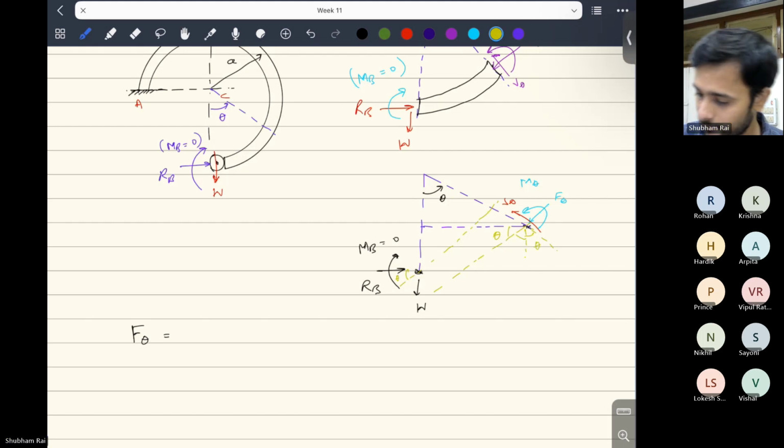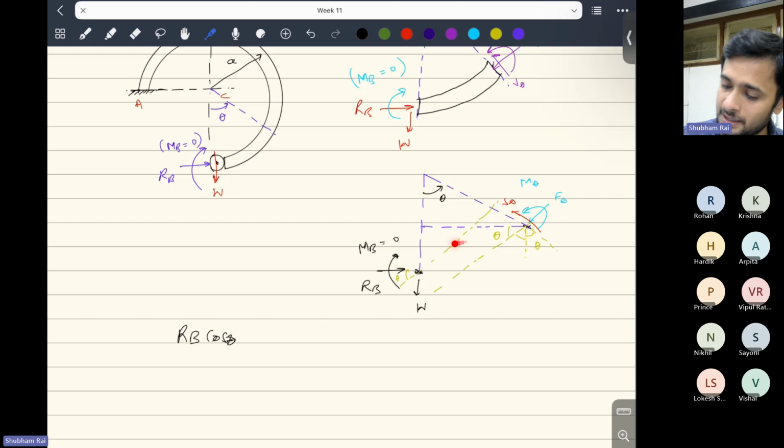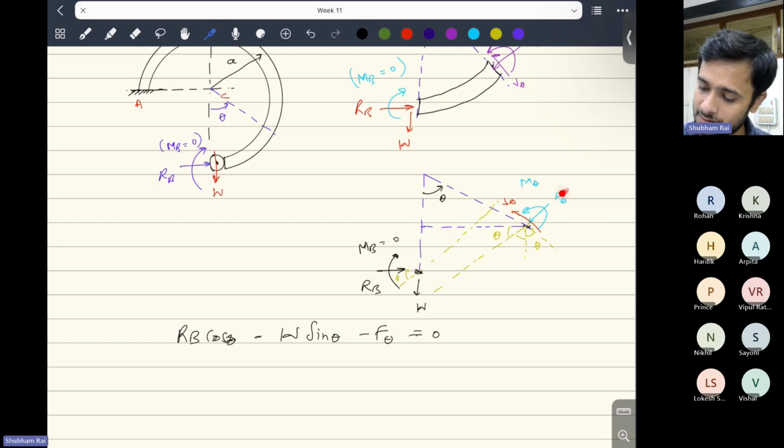So along F theta, what are the forces that you are able to see? Let me just write. Along F theta, from here you will get RB cos theta. At this point you have RB here, so RB cos theta will be along this line in this direction. What else? W. For W, you have this 90 minus theta, so you have minus W sin theta, because that will be pointing in the reverse direction. And you have minus F theta, so that should be 0. Basically I'm taking this direction as the positive direction and this as the negative direction.